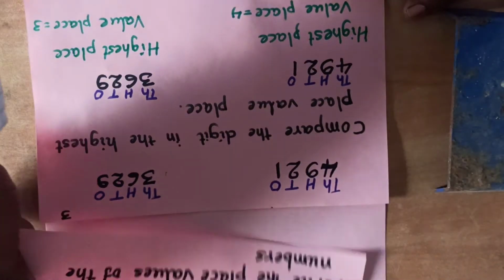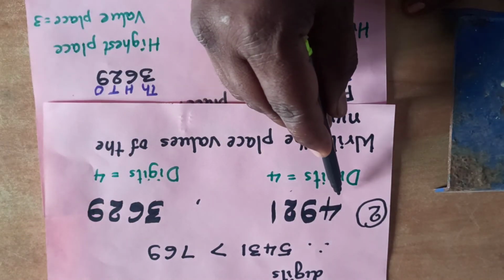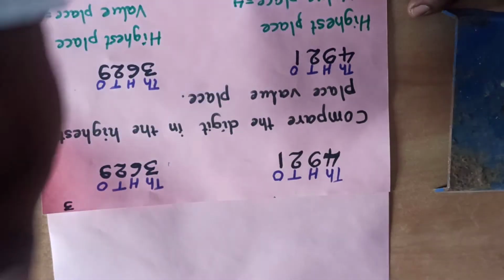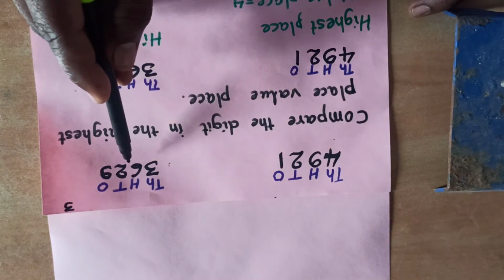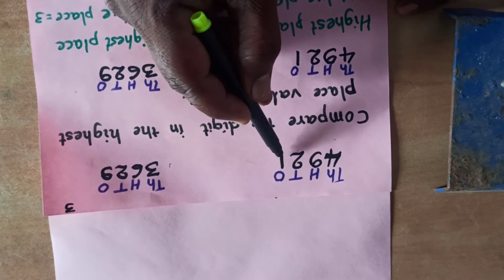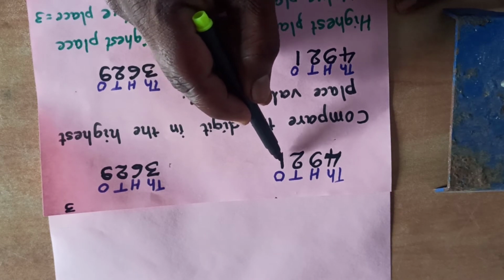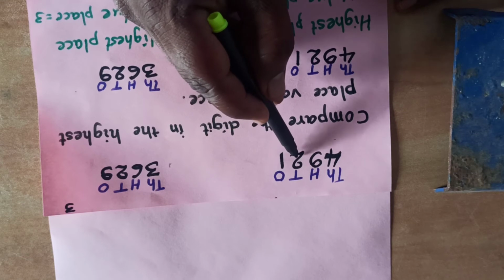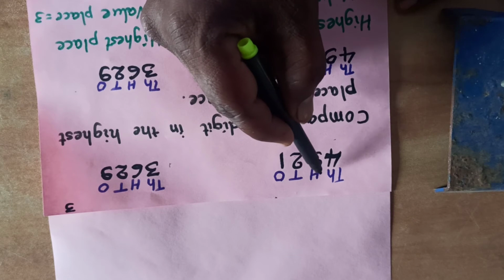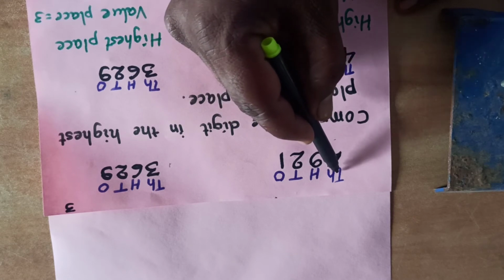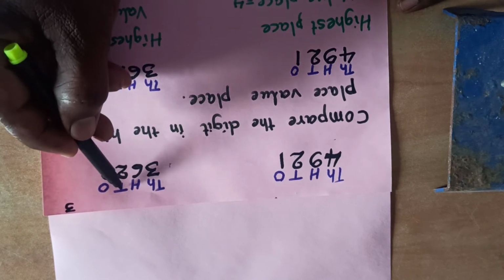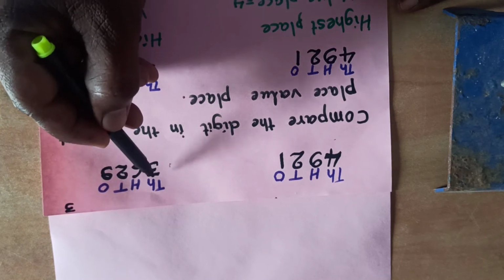Look here. I have taken the numbers 4921 and 3629. Write the place values of the numbers here. What is the place value? Ones. This place value is tens. This place value is hundreds. This place value is thousands. In this number, ones, tens, hundreds, thousands.